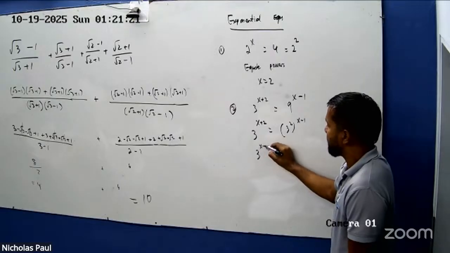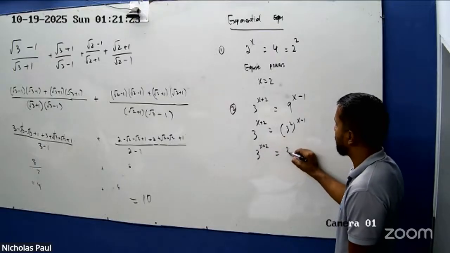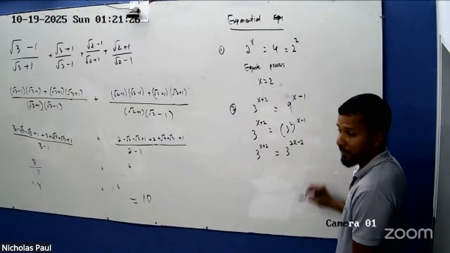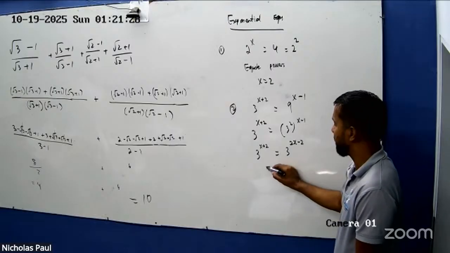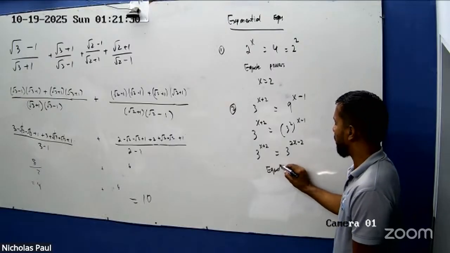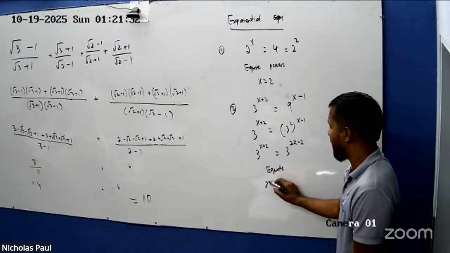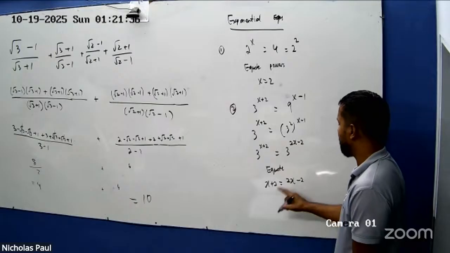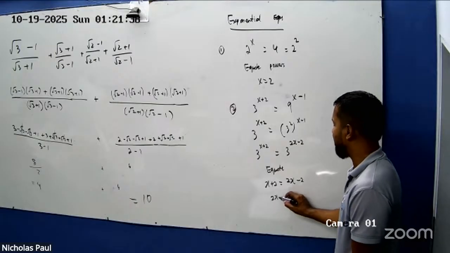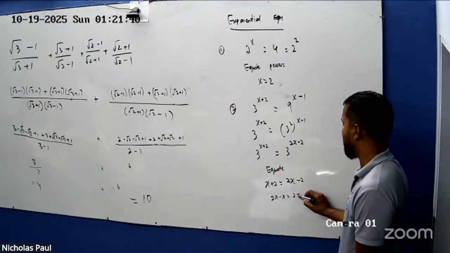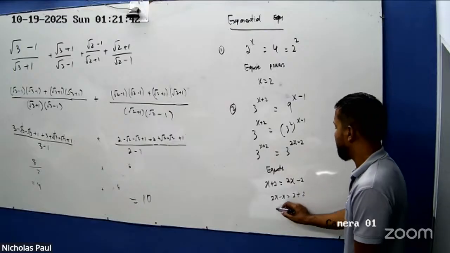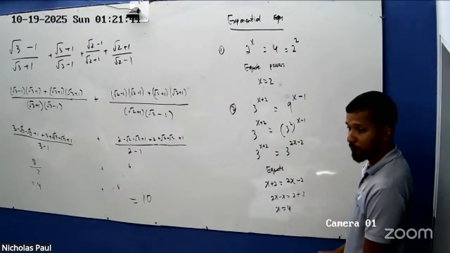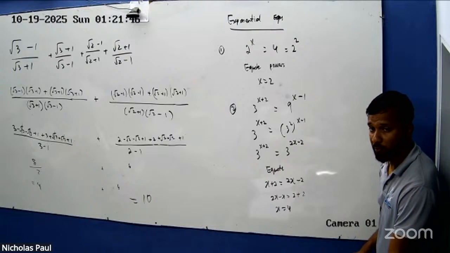So this is 3 to the x plus 2 equal to 3 to the 2x minus 2. Now we could equate or compare. So you'll get x plus 2 is equal to 2x minus 2. Bring all the x's on one side and keep all the numbers on one side, so I got x to be 4.